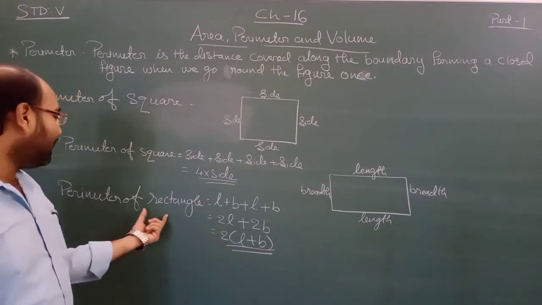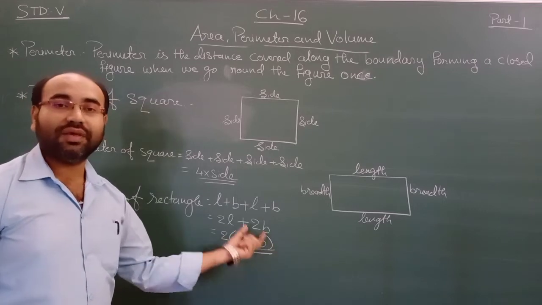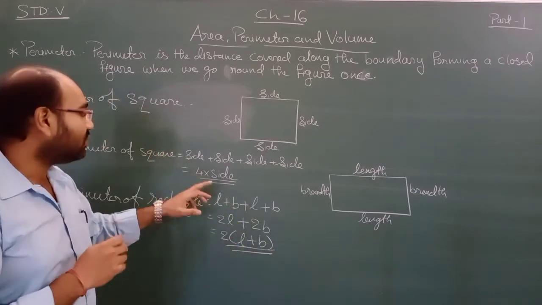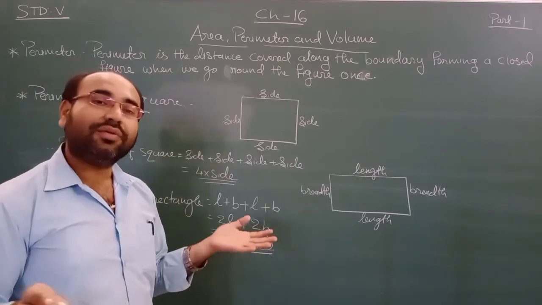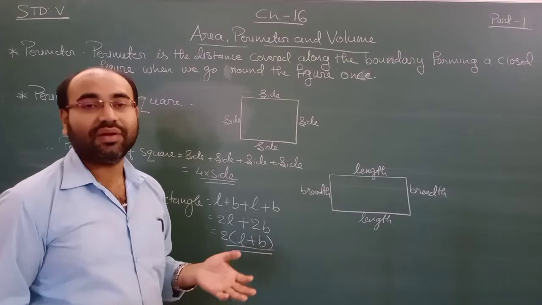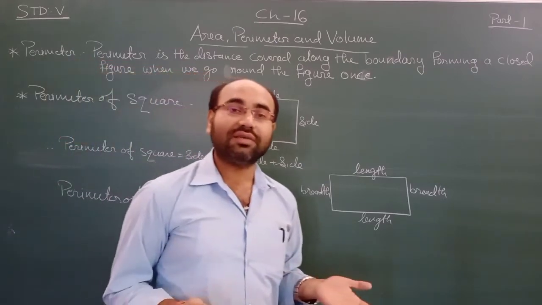So perimeter of rectangle will be 2 into L plus B. Whenever you write both these formulas in the sum, automatically you will come to know that perimeter of square is equal to 4 into side and perimeter of rectangle is equal to 2 into L plus B.